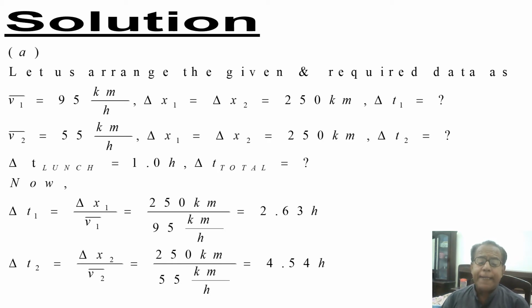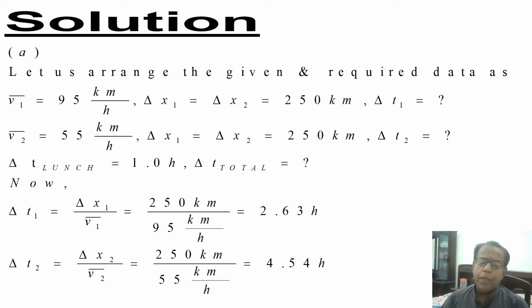Now delta t lunch is equal to 1.0 hour. It is given in the statement that lunch duration is 1 hour, so we denote it by delta t lunch. Here lunch is written as a subscript of delta t. Delta t lunch is equal to 1.0 hour and delta t total, where total is again written as a subscript of delta t. Delta t total is to be determined.